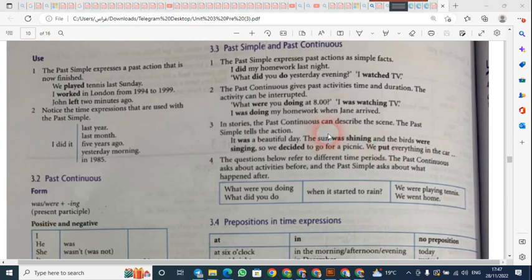وصف المشهد: the sun was shining. كانت الشمس مشرقة. The birds were singing. كانت الطيور تغرد. أما الأحداث قررنا، وضعنا. This is past simple.